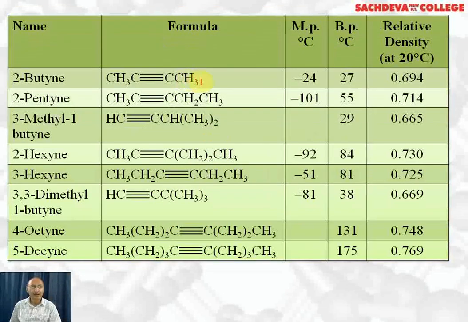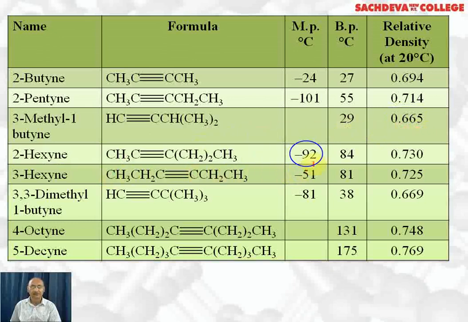Let's take up physical properties of some more alkynes. 2-Butyne has a melting point of minus 24 degrees centigrade, a boiling point of 27 degrees centigrade, and a relative density of 0.694. 2-Pentyne has a melting point of minus 101 degrees centigrade, a boiling point of 55 degrees centigrade, and a relative density of 0.714. 3-Methyl-1-butyne has a boiling point of 29 degrees centigrade because it is branched chain. So branched chain means boiling point will decrease because of least surface area, least van der Waals force of attraction, and boiling point will be less. Relative density is 0.665, which has decreased.